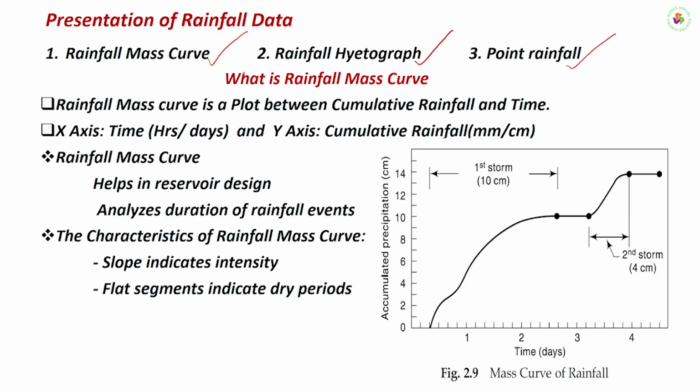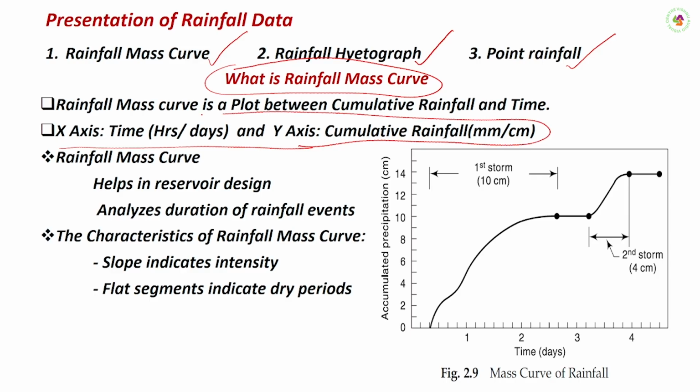So first, let me take what is the rainfall mass curve. Rainfall mass curve is nothing but a graph. For a graph, what will be on the x-axis, what will be on the y-axis? X-axis is time, y-axis is cumulative rainfall. It is not rainfall, it is cumulative rainfall. That means we add. For example, today rainfall is 2 centimeters. Tomorrow rainfall is 1 centimeter. So what is the cumulative rainfall? 2 plus 1, 3 centimeters. Like that.